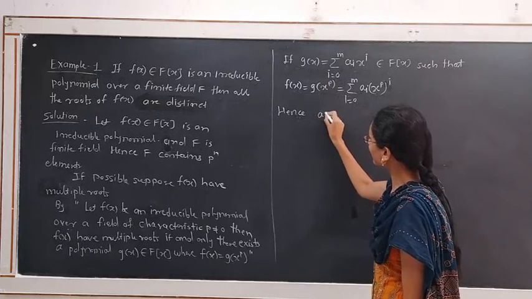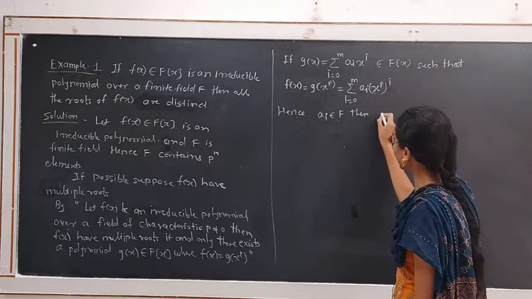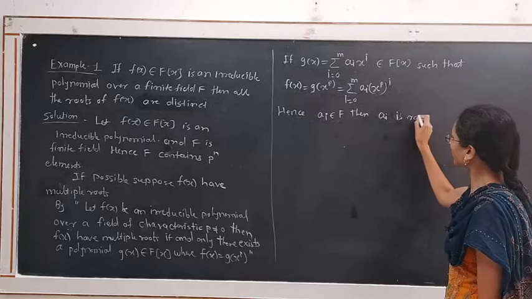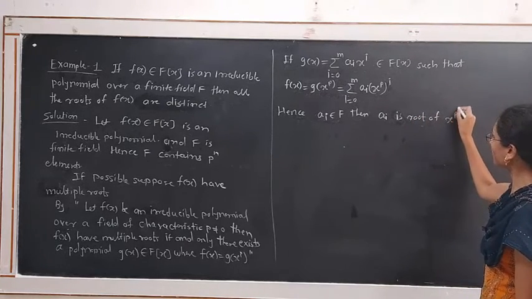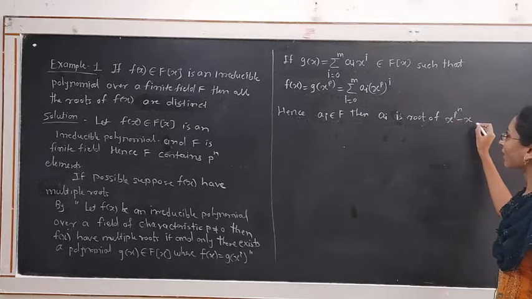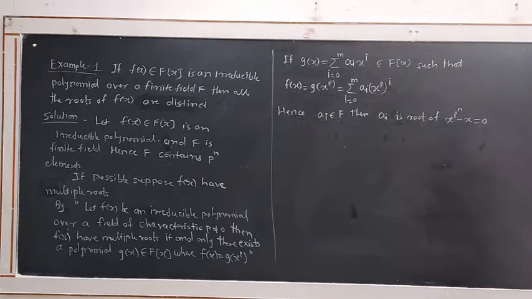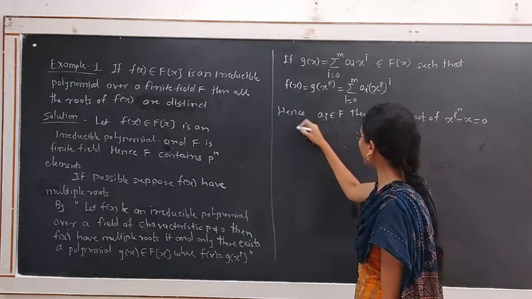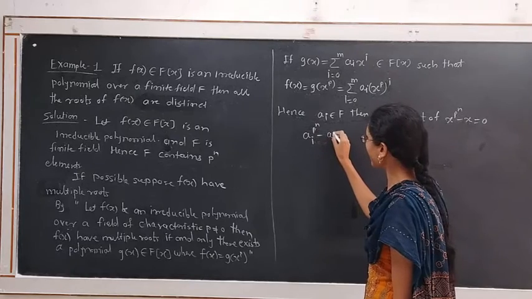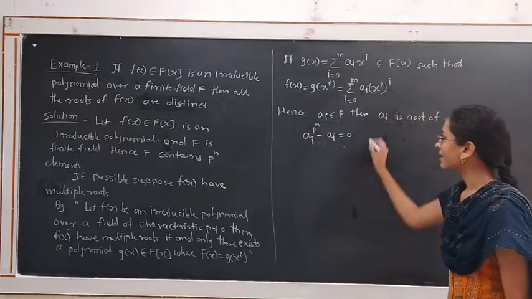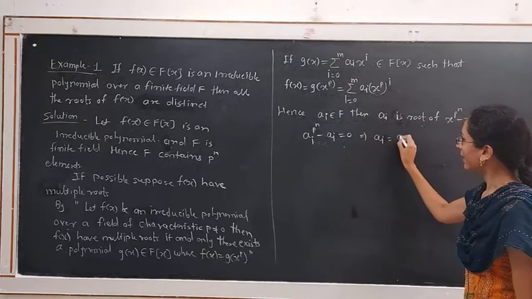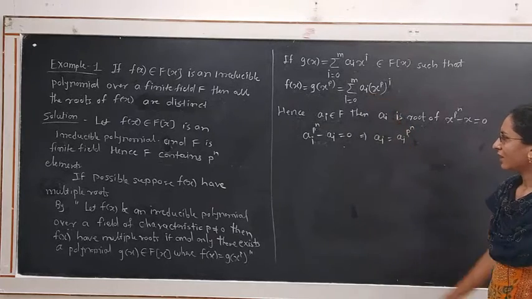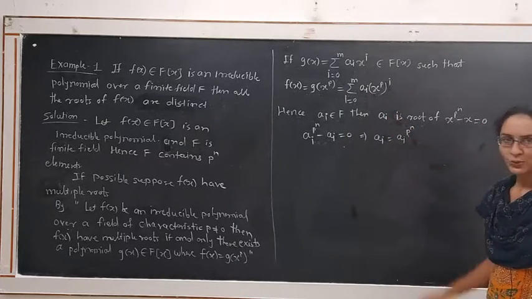So, all the elements of the field F will be roots of the polynomial x^(p^n) minus x. Hence, if ai belongs to the field F, then ai is a root of the equation x^(p^n) minus x equal to 0. That is, ai satisfies this equation: ai^(p^n) minus ai is equal to 0. Hence, ai is equal to ai^(p^n). Hence, in this expression, we will replace ai by ai^(p^n).